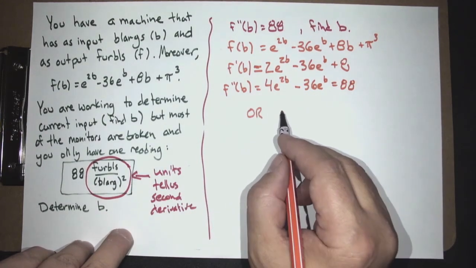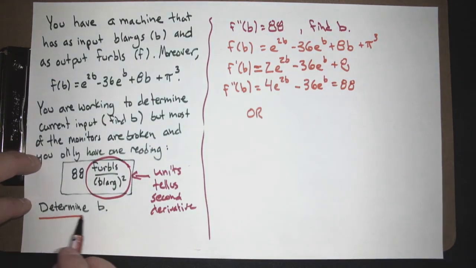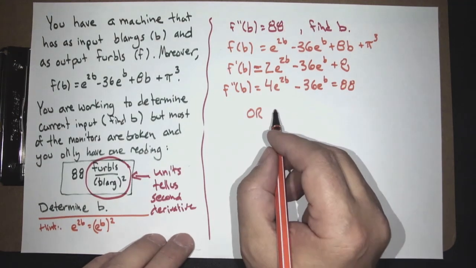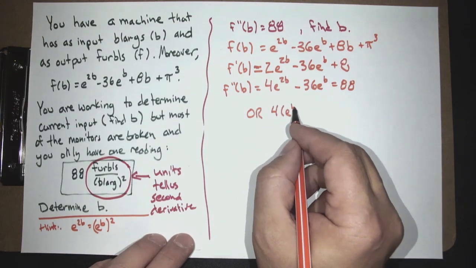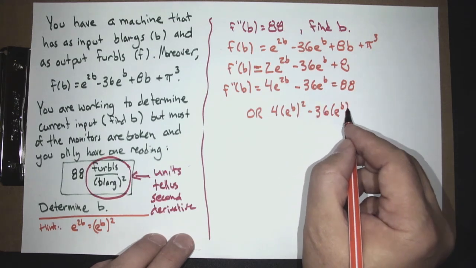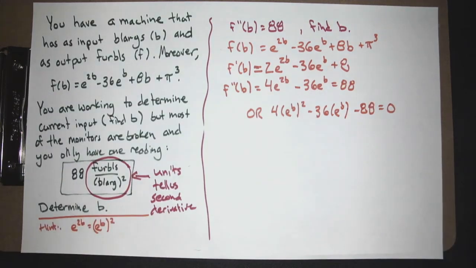Well, this says, let's move everything to one side. And there's a secret here. I didn't write down the hint, so I'll write the hint down. This problem had a hint: e to the 2b is e to the b squared. True story. If you multiply e to the b times e to the b, that is e to the 2b. So we have 4 e to the b squared minus 36 e to the b, subtract 88 equals 0.